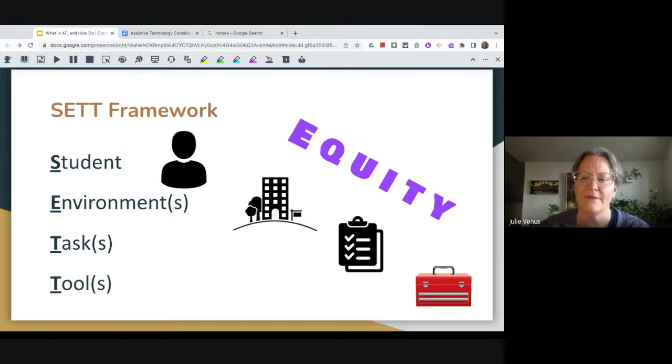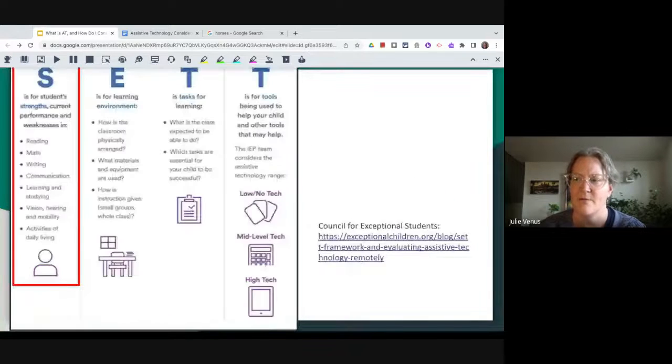On the next slide, we're going to look at a little bit more about the SET framework. This is taken from the Council for Exceptional Children, and they talk about the S being for students' strengths, their performance and weakness in just about any area. The environment is about the physical setup of the classroom, the materials being used, the instruction, and I would even say the people in that classroom as well.